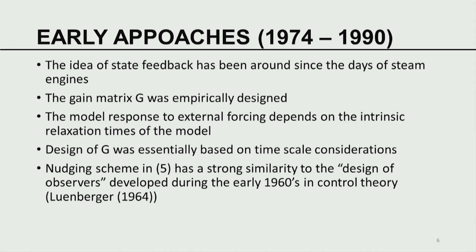The idea of the state feedback has been around since the early days of steam engines. The gain matrix G in the early days was empirically designed. I am now talking about some of the early approaches to design of nudging schemes, the period from 1974 to 1990. During this period, several people applied nudging schemes to make data assimilation schemes. In other words, you are trying to use the data to force the model, or the forecast error which involves data to force the model.